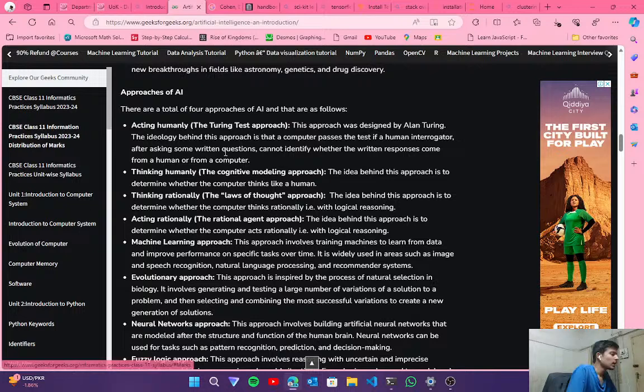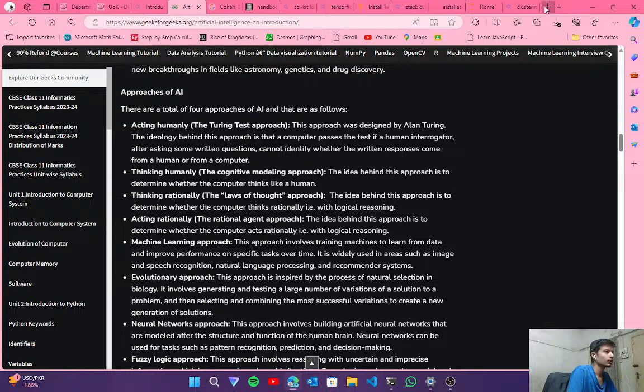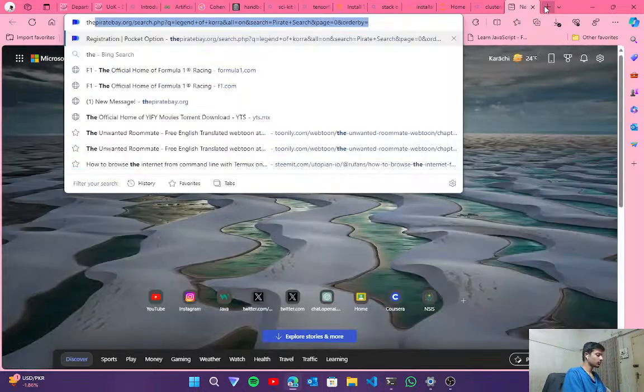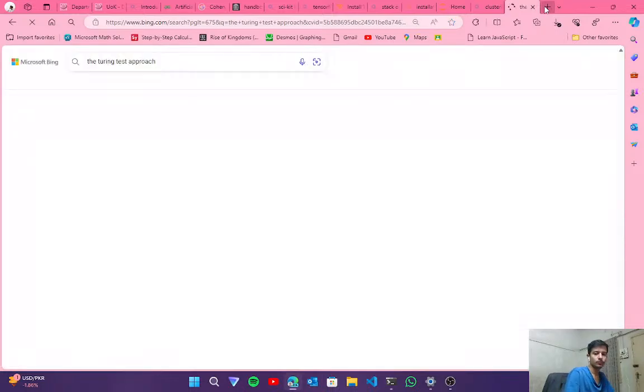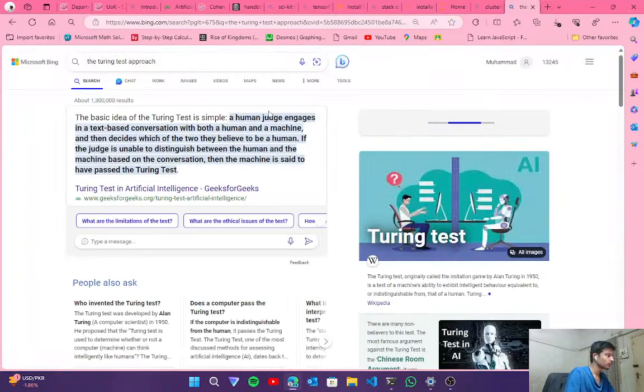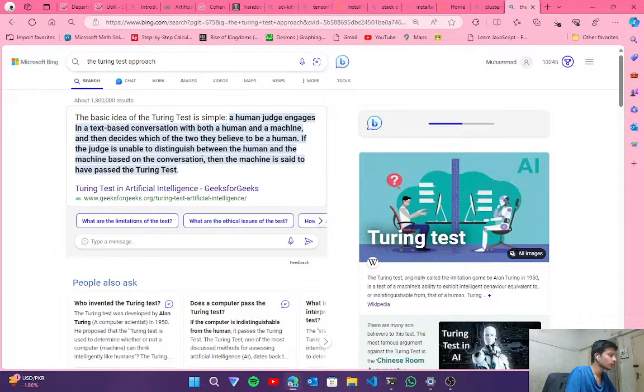Acting humanly. The Turing test approach. The Turing test: a judge has a conversation with both a human and a machine, and decides which of the two is believed to be a human. If the judge is unable to distinguish between the human and the machine based on the conversation, then the machine is said to have passed the Turing test.